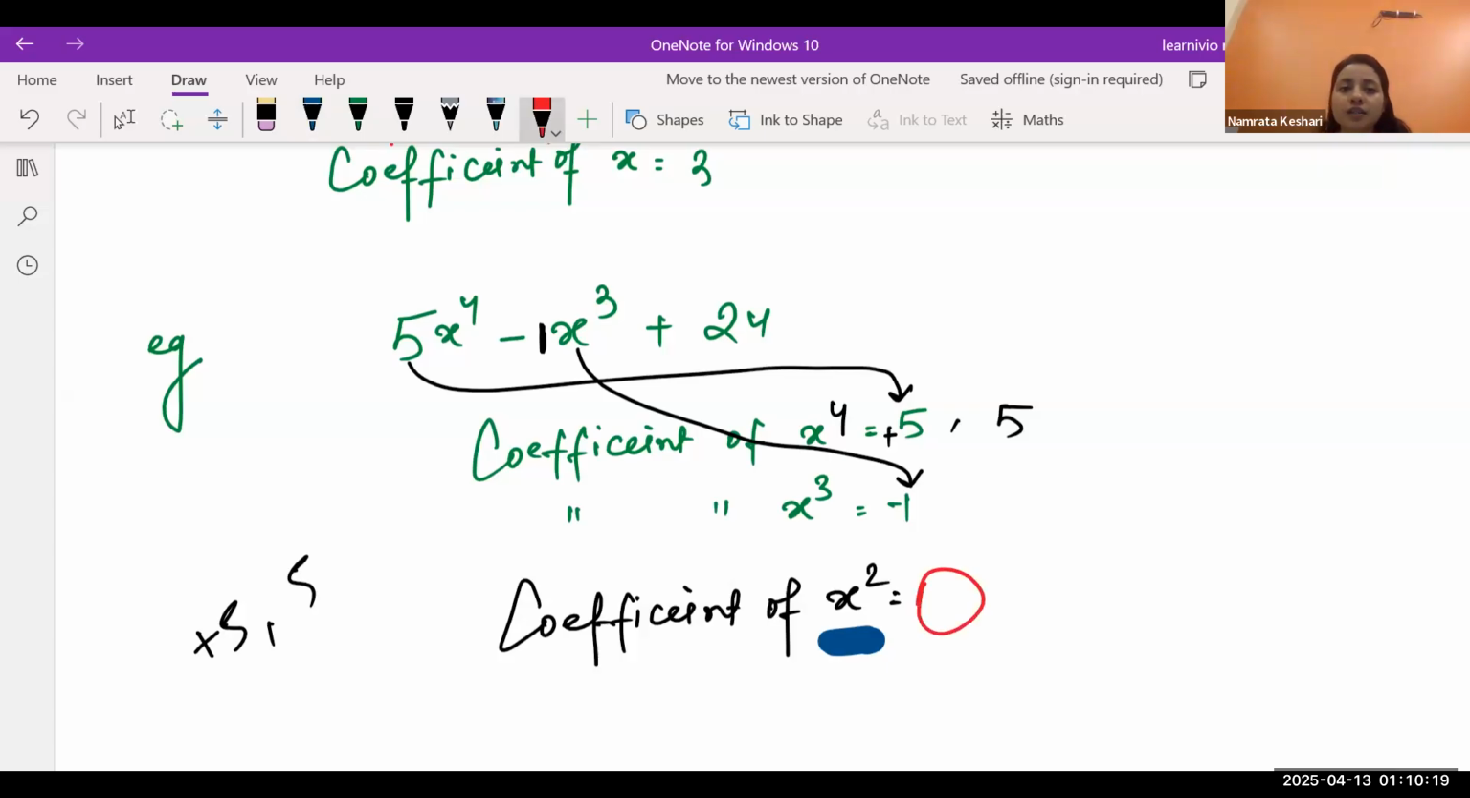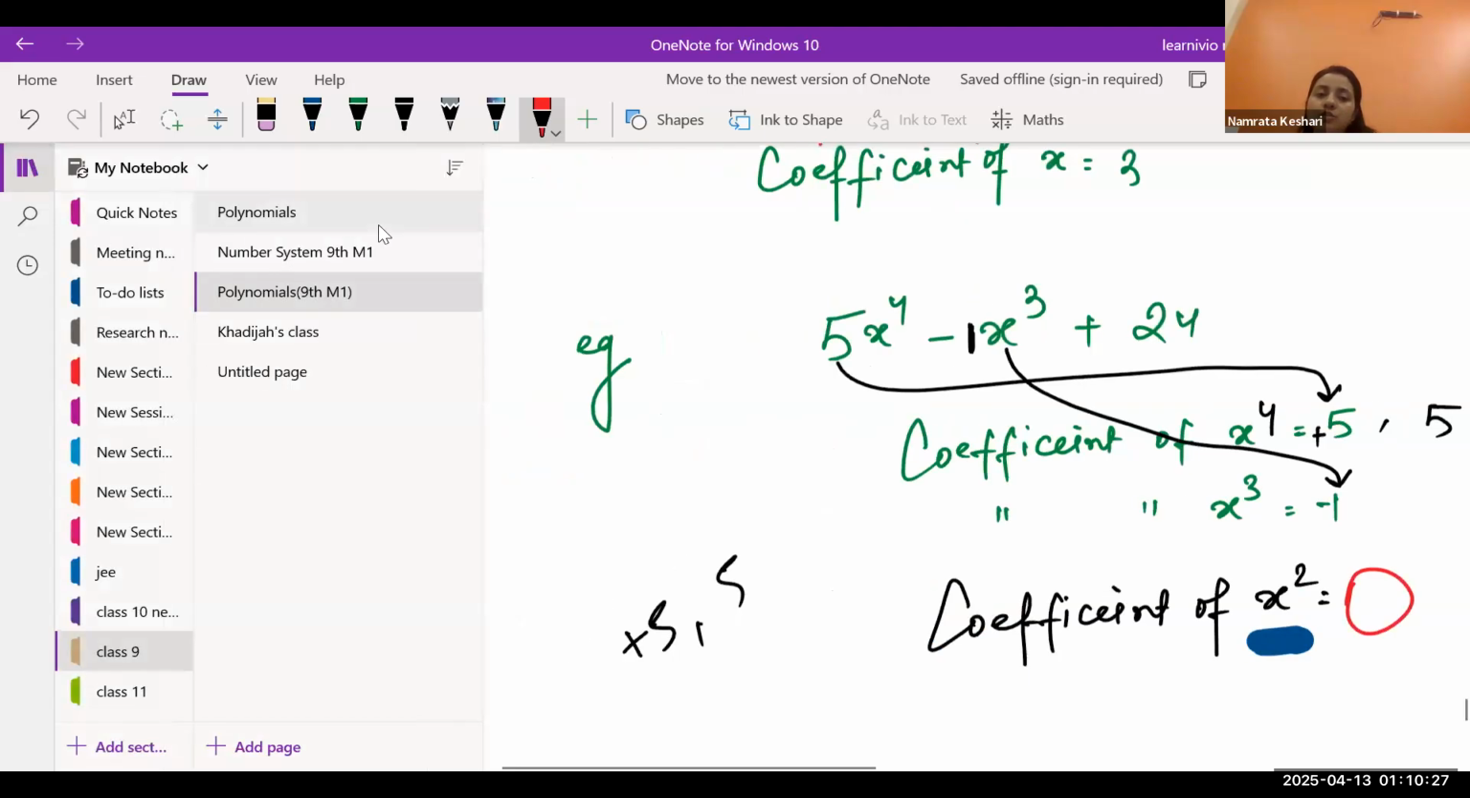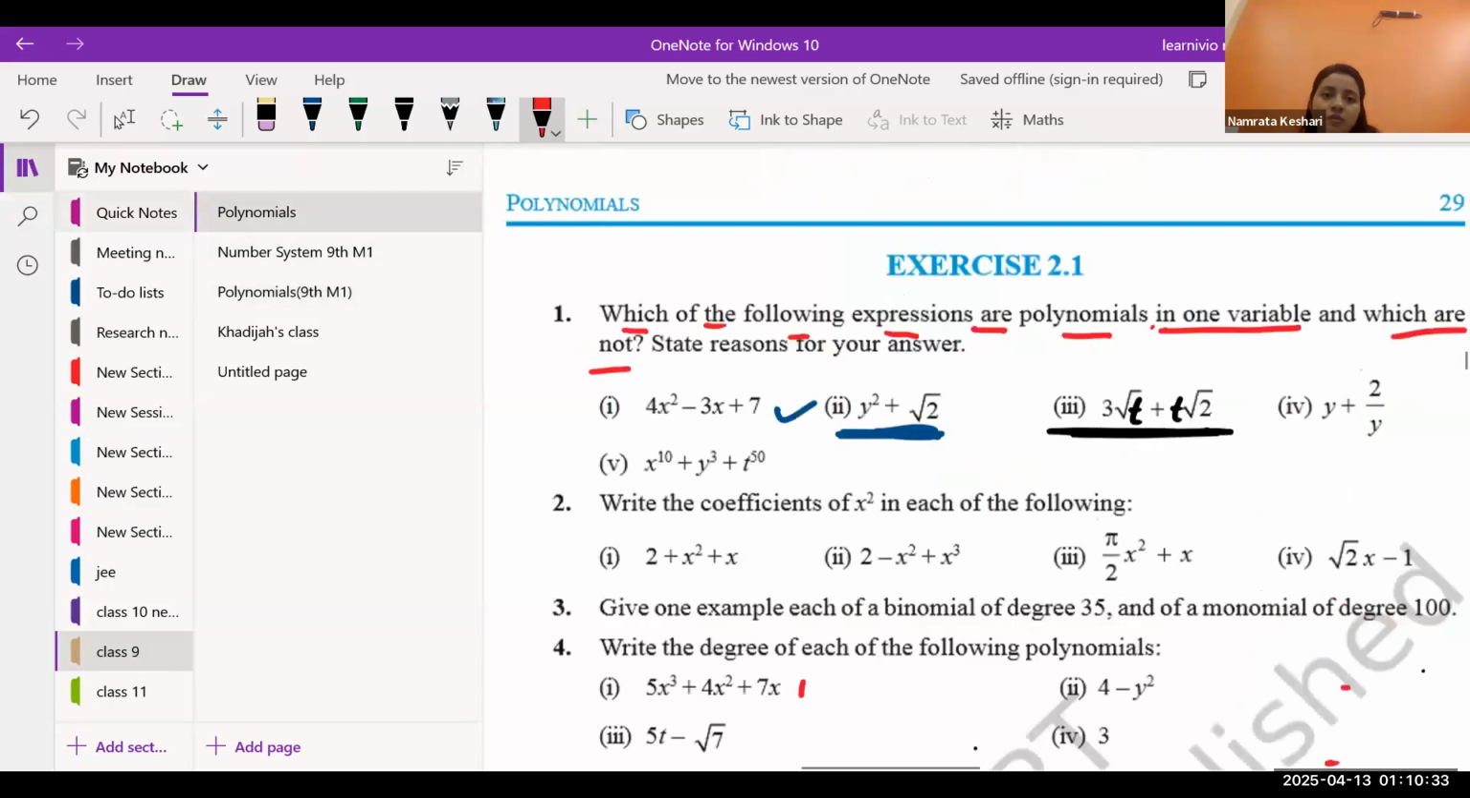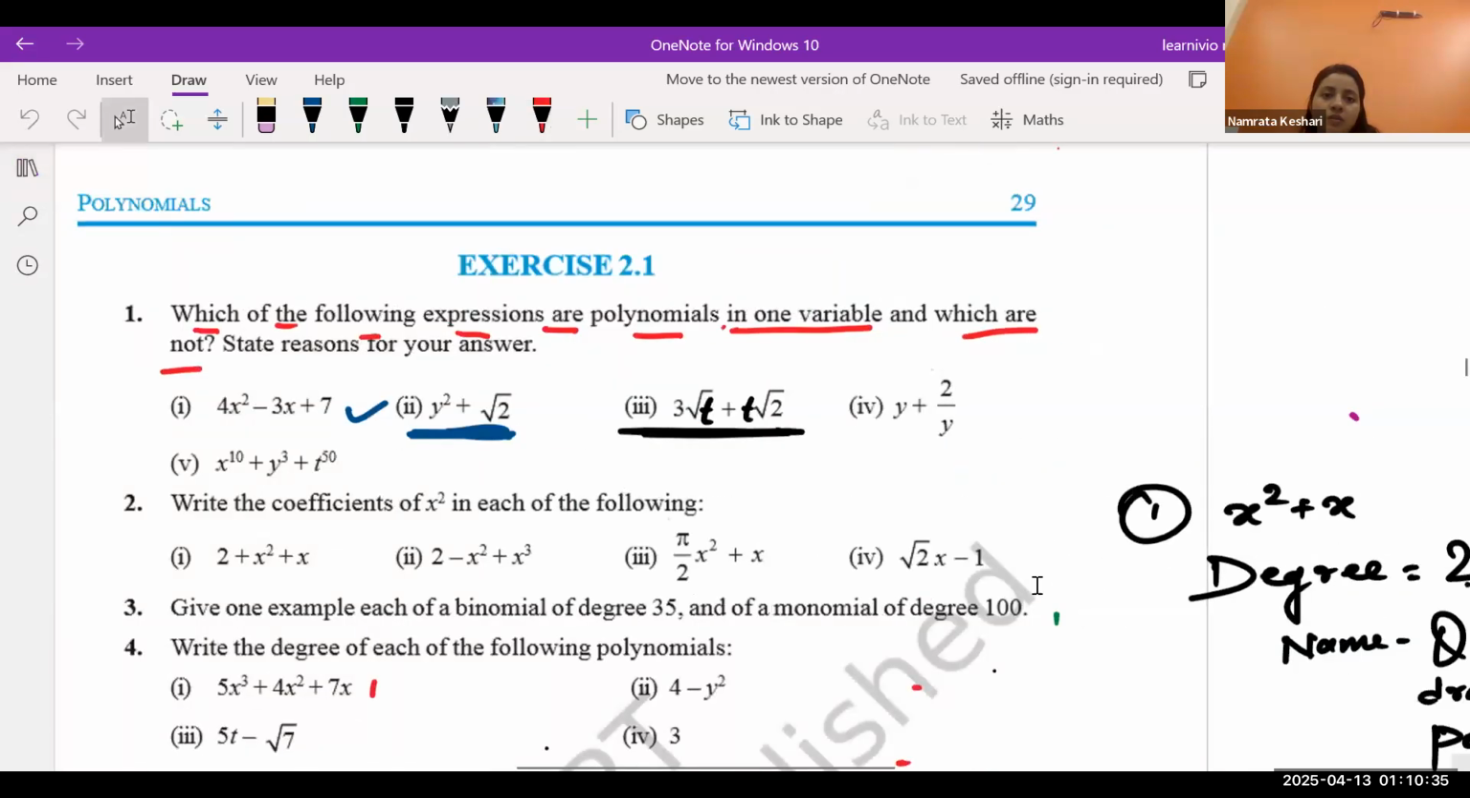Yes, Afan, is it clear? Yes. Okay, so if we understand this coefficient, then let's answer a few questions quickly. Just a moment, I'm sharing another file. Yeah, can you see? Just a moment. Can you see question number 2 over here? Is it readable?